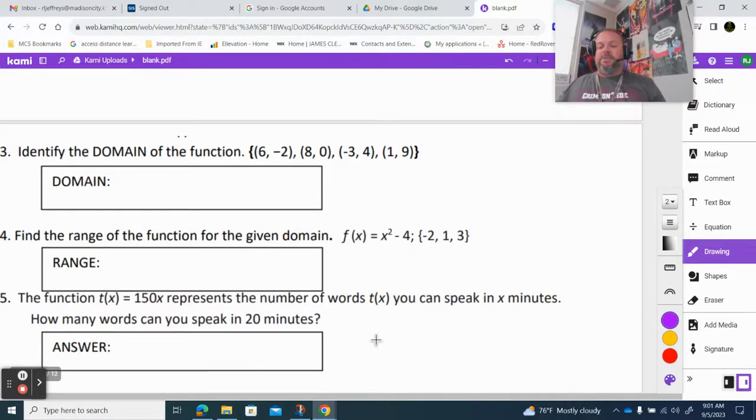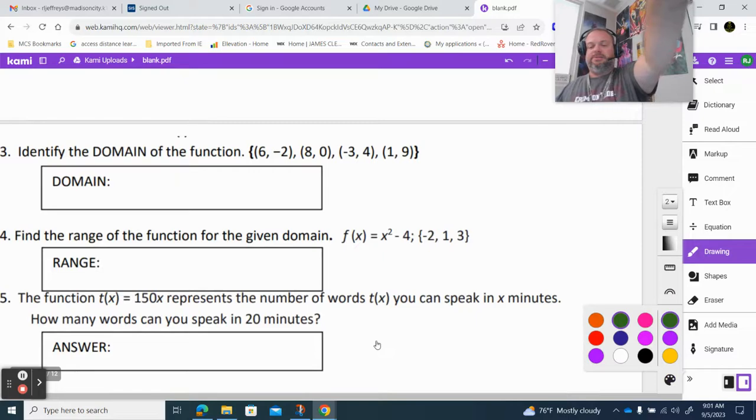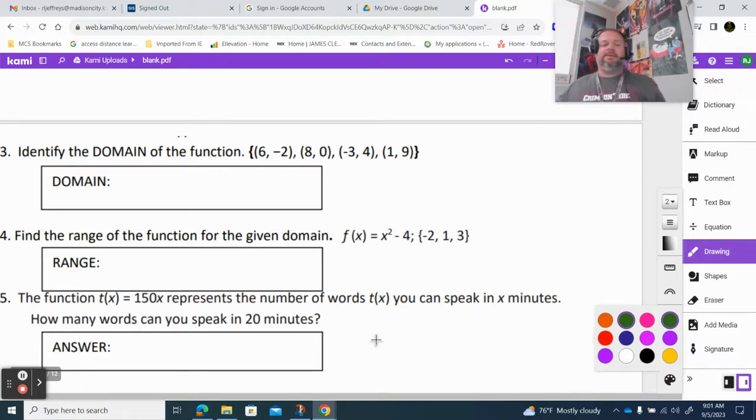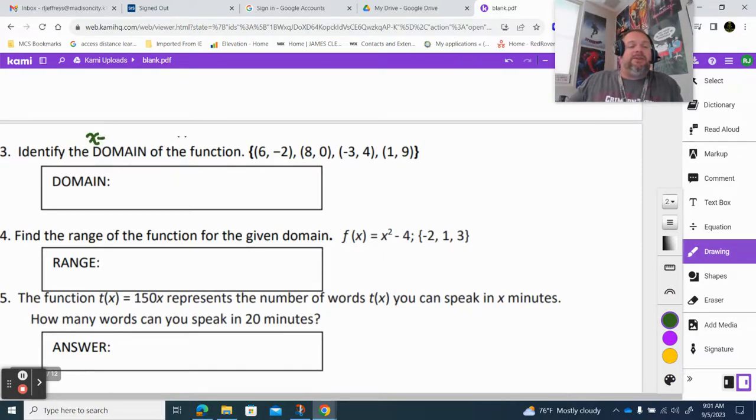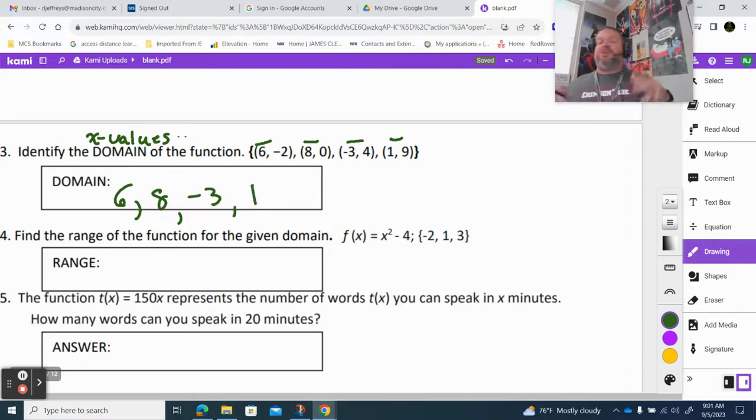Domain. Okay, domain. This is your x values. So where are the x values? All you have to do is write them down. That's these numbers right here. They can be in the same order that you got them, or something else. I just need those numbers. You don't even have to put any little braces or anything like that. That's it.